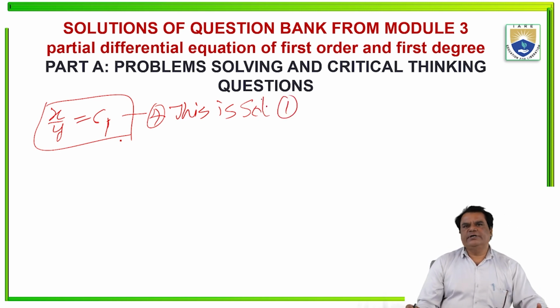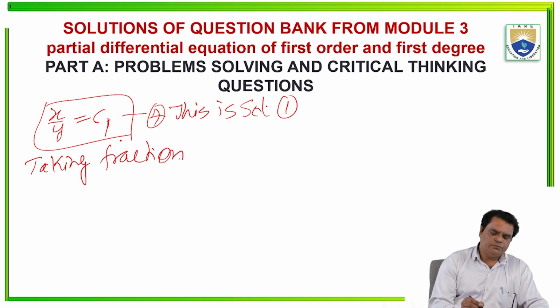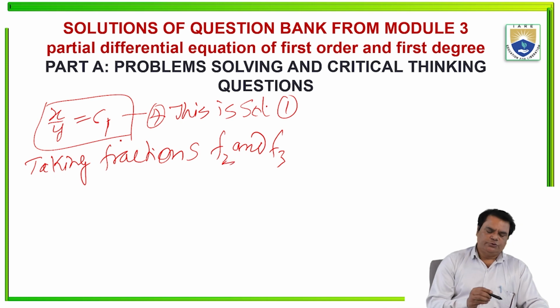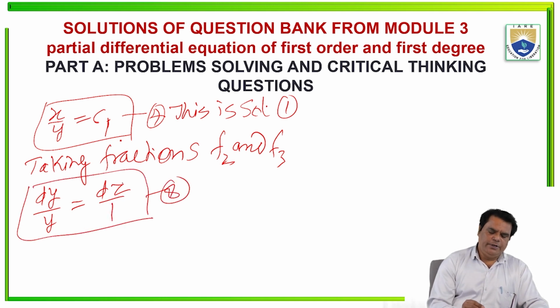Now we find the next solution, taking fractions 2 and 3, F2 and F3. So here dy upon y equal to dz upon 1. This is equation 8. Integrating on both sides.